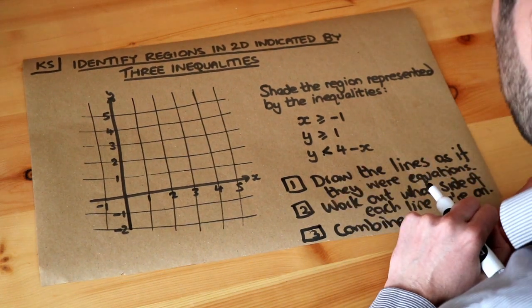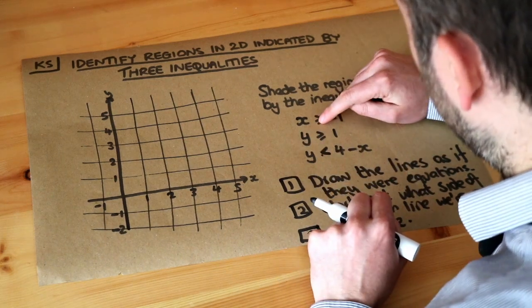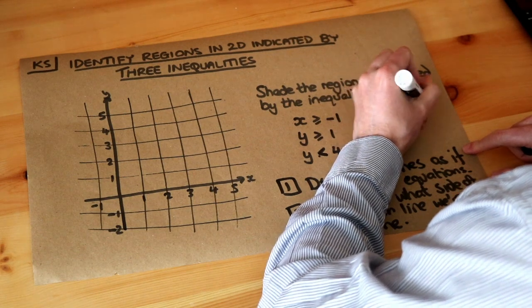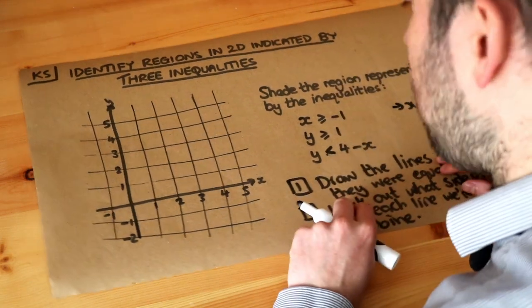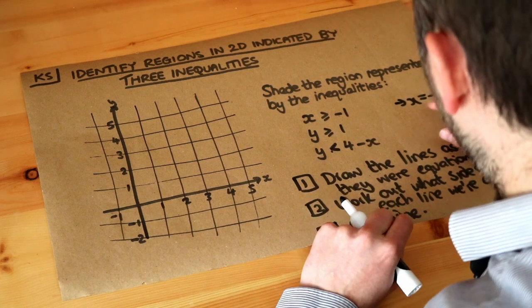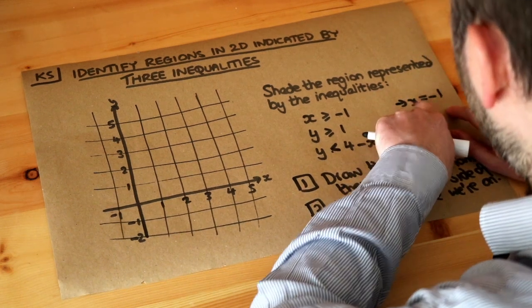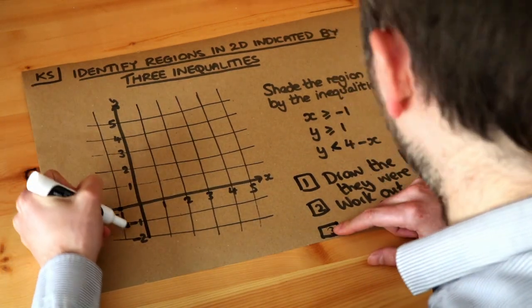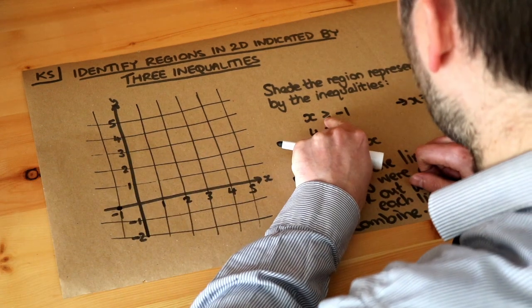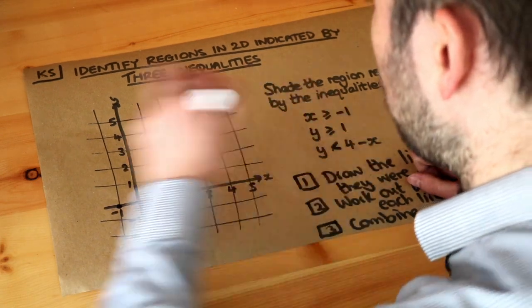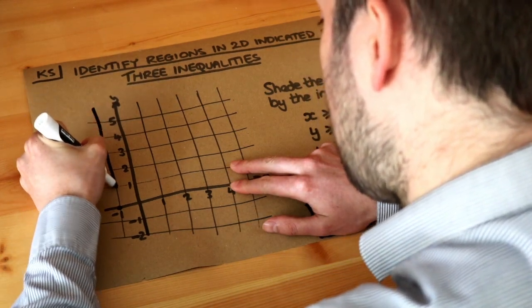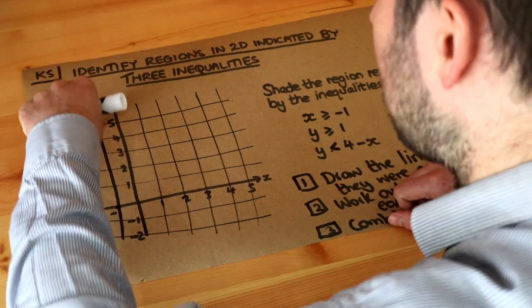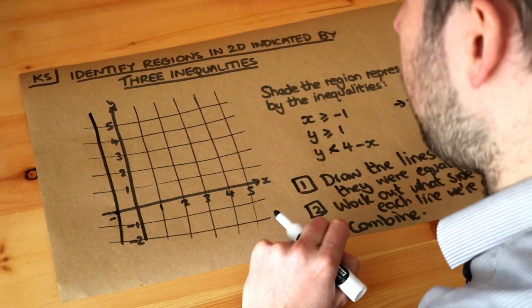We draw the lines as if they were equations. So we ignore that greater or equal to symbol and just imagine it's equations, so x equals minus 1. So how do you draw x equals minus 1? Well, that's a vertical line that cuts the x-axis at minus 1, so it's going to be a vertical line like that. And by the way, if you've got a greater or equal to symbol, you have a solid line. The solid line says x could be equal to minus 1, so the solid line implies you can actually be on that line.